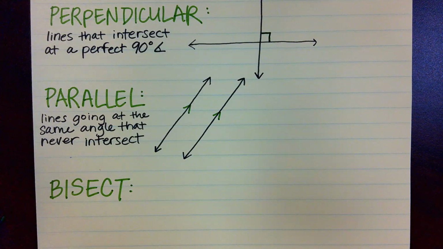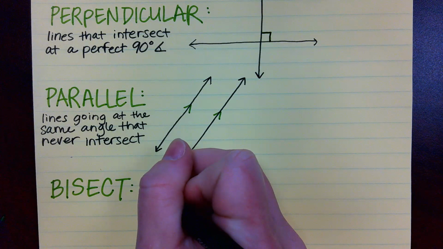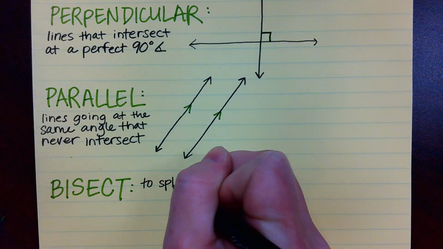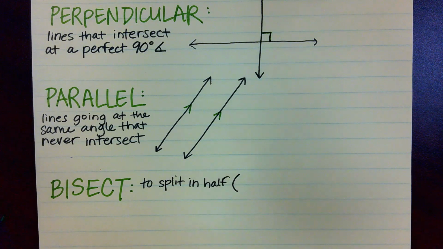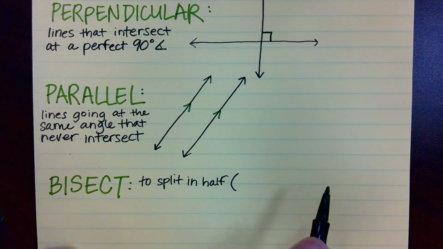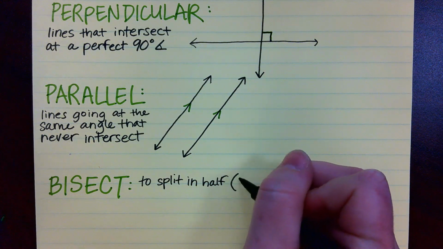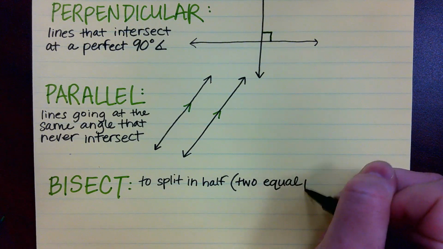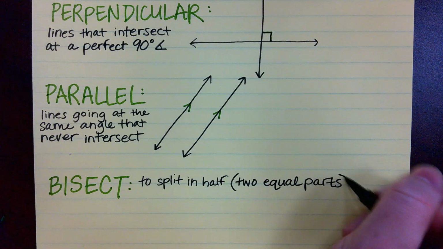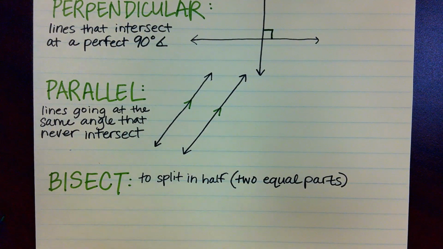So to define bisect, I'm going to say to split in half. And in parentheses, because this part's important, we need to know that when we split something in half, it becomes two equal parts. Those two sides need to be equal to each other. To split in half, or two equal parts. All right.